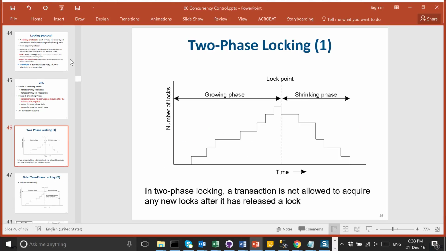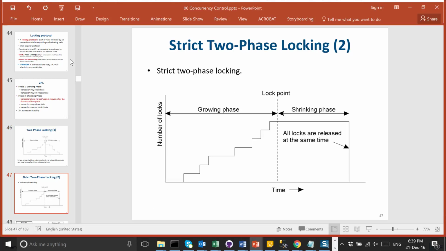This is just a diagram where this is the number of locks acquired by the transaction. It keeps on growing. And then once it starts unlocking, it has to go and unlock the remaining. It can no longer ask for more locks. There's no up, down, up, down. There is up and then down. Now in strict two-phase, there is up and then one down, which means you keep the locks until the end and you release them after the commit.